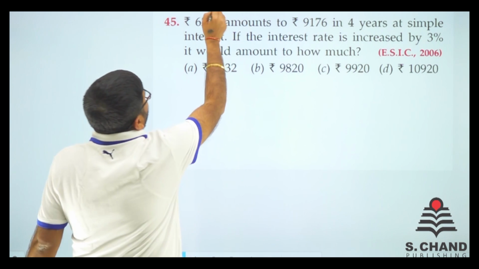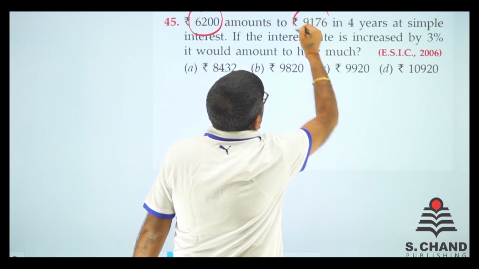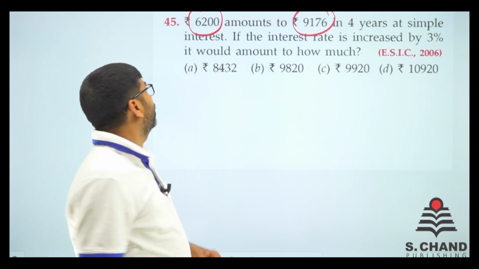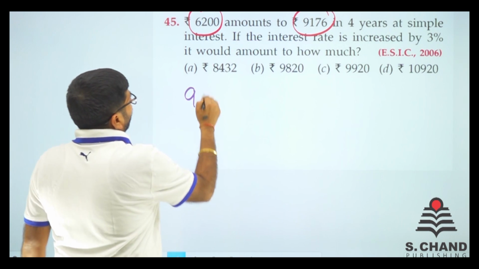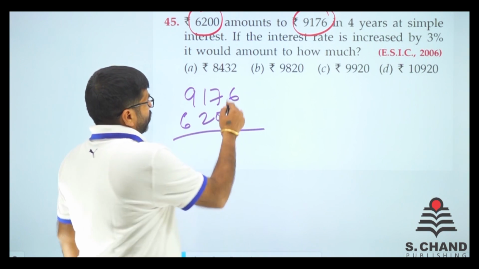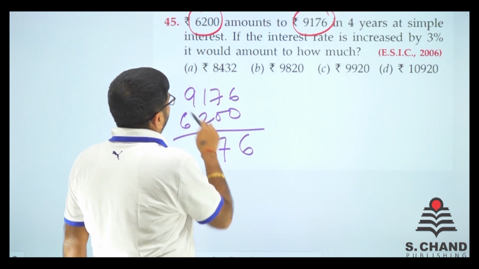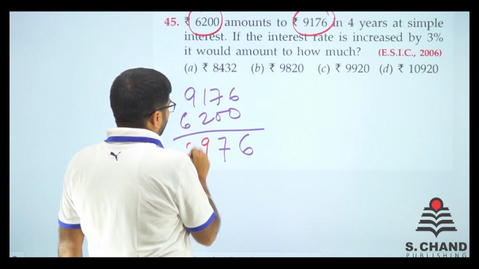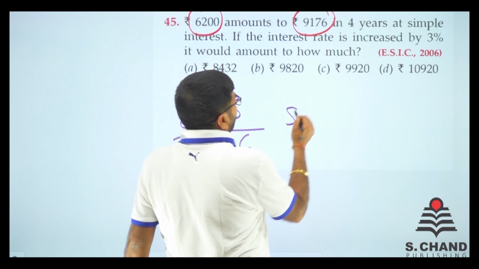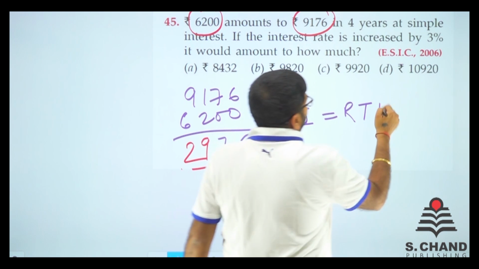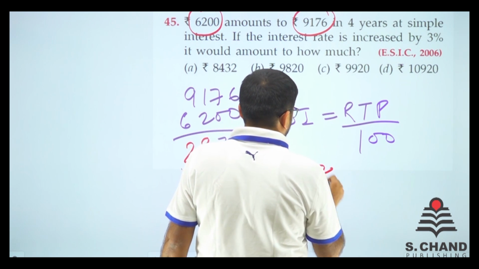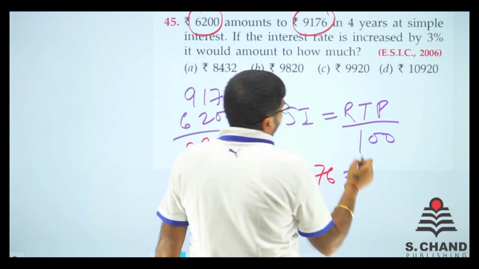See, first thing is 6200 is the principal amount and 9176 is the total amount. That is the 4 years total amount received. So this 9176, when you subtract 6200 from this, so we go 6, we go 7, then 11 minus 2. So that is 2976. So we have got 2976 is the SI. So we have the formula of SI is equal to PRT by 100, right? So SI is 2976 is equal to what? Rate of interest we need to find out.